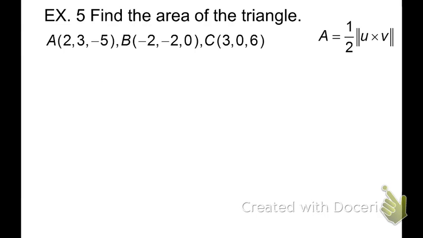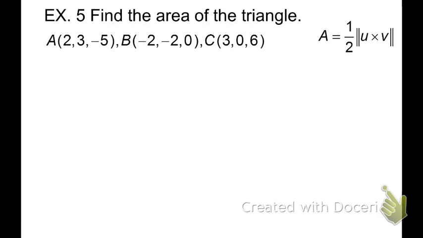Okay, on example 5, we're going to find the area of the triangle. So this is the same process as before, since a triangle is just half of a parallelogram. So we're going to find the cross product and the magnitude and then just divide by 2. Now for this triangle, we've been given 3 points instead of vectors. So I need 2 vectors that make up the triangle.